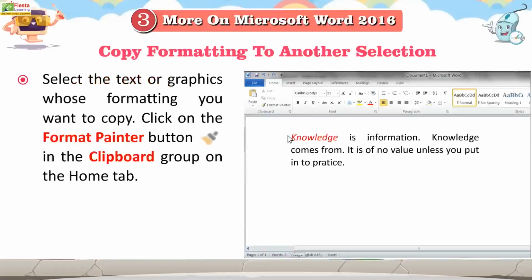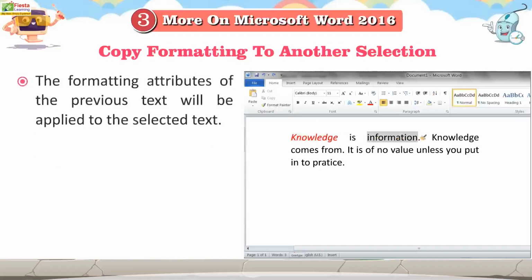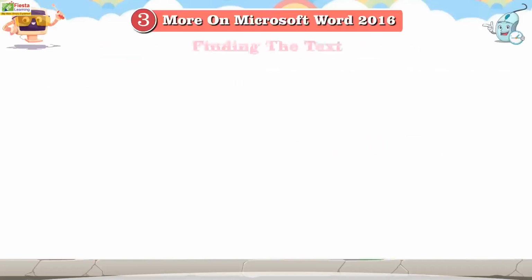Select the text or graphics whose formatting you want to copy. Click on the Format Painter button in the Clipboard group on the Home tab. The pointer changes into a brush shape. Now apply the copied format by dragging the brush over the desired text. The formatting attributes of the previous text will be applied to the selected text.